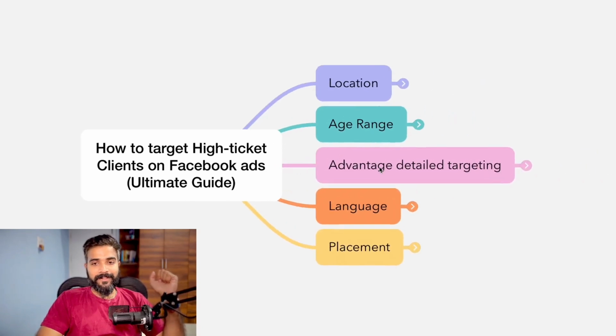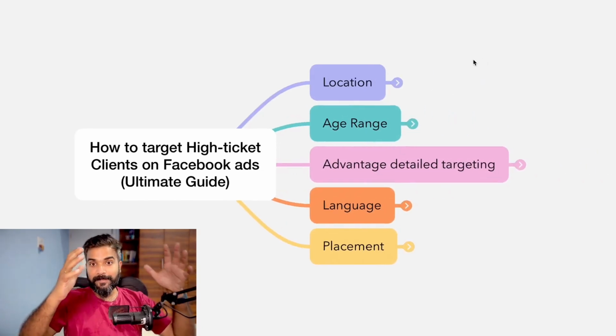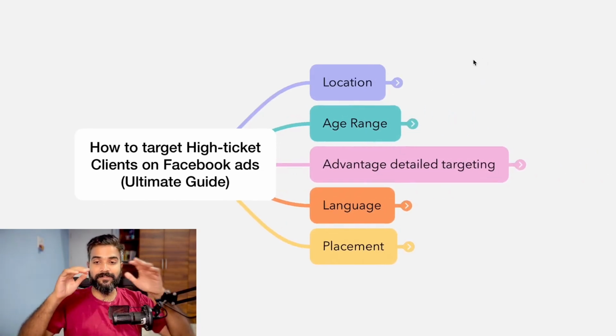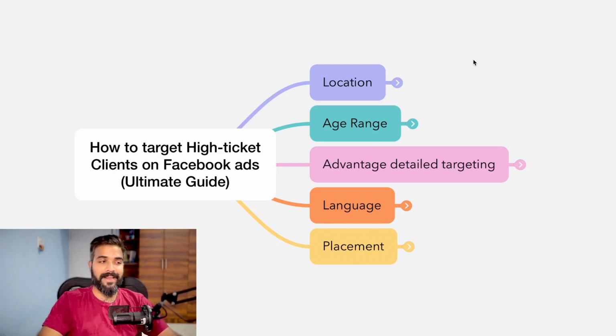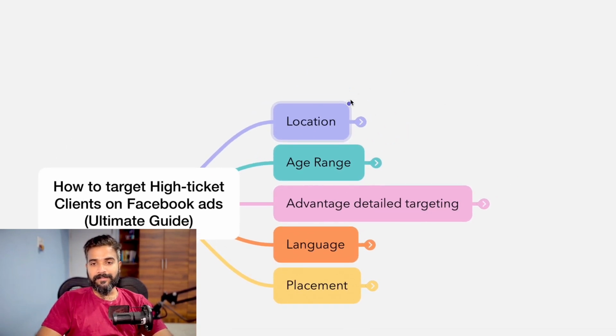So I'll cover everything, including how to target people based on their location, their age range, the Advantage+ targeting, the language, the placement, and everything. Now let's start with the first one, which is the location. Let's understand how picking the right location is absolutely crucial.